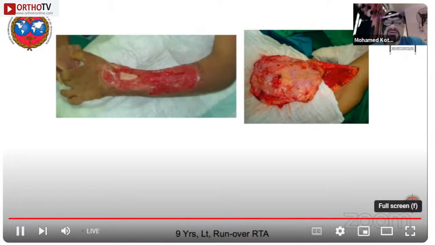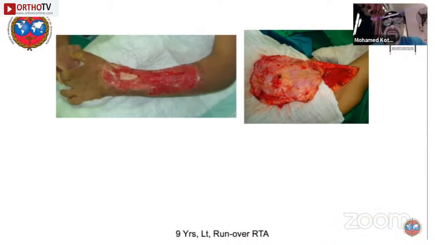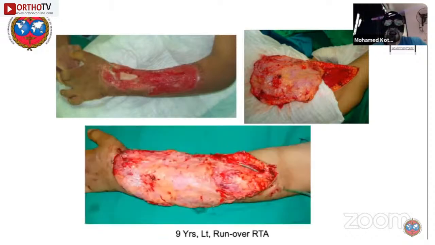For example, this is a 9-year-old boy. He was involved in a road traffic accident. He was riding a trip with his father and mother, who eventually died in the accident. And he got this huge soft tissue defect on the dorsum of the forearm with loss of all the extensor tendons. And this is an intraoperative photo of the latissimus dorsi after cutting it from all its attachments, with only the vascular pedicle intact. And this is after anastomosis to the radial artery and vein for coverage of this huge soft tissue defect.